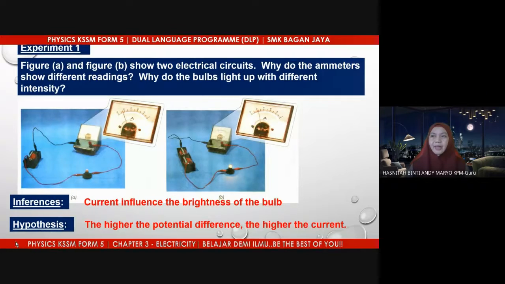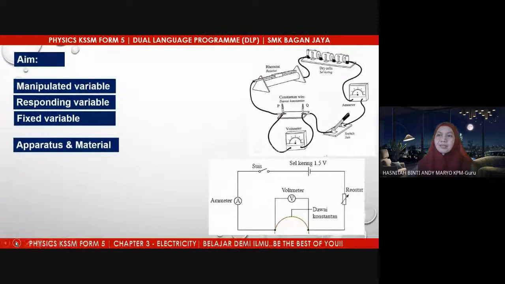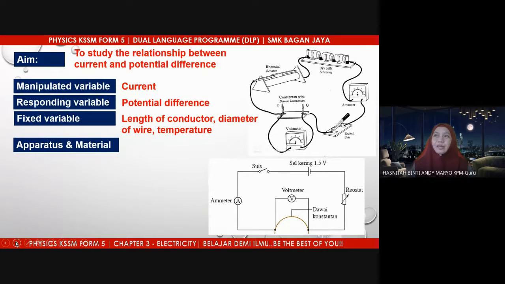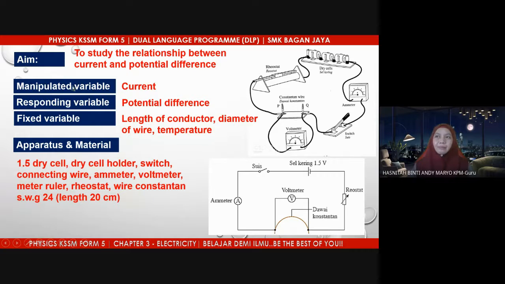All right, students, next, this is the aim of this experiment. The aim is to study, or to investigate, the relationship between current and potential difference. And this is our variable. Manipulated is the current, our responding variable is potential difference, and the fixed variable is the length of conductor.